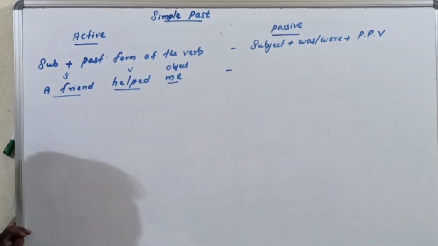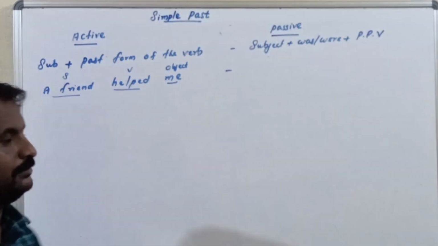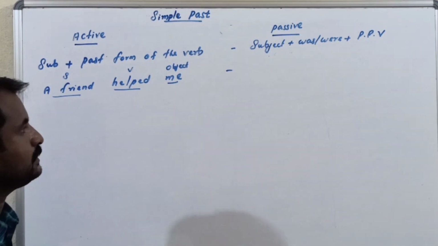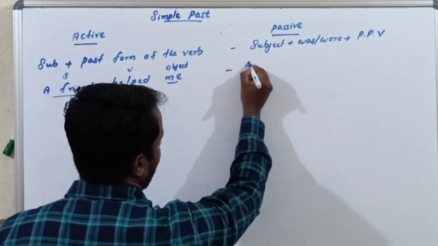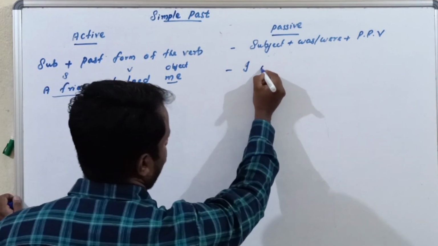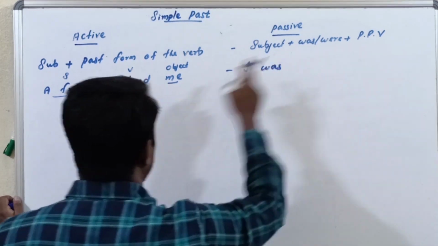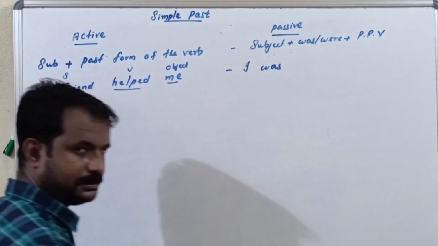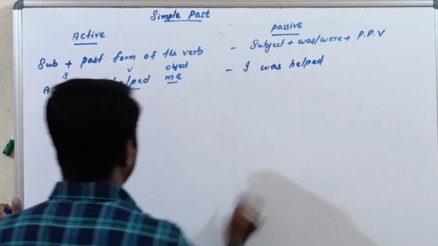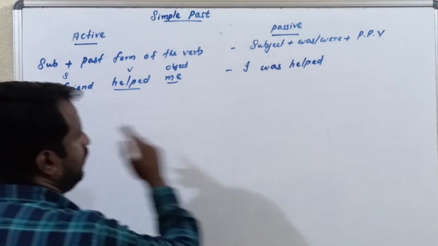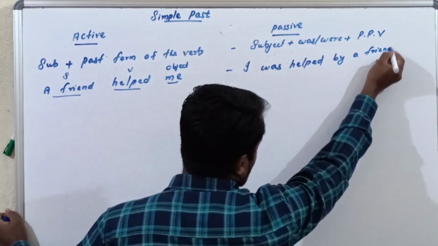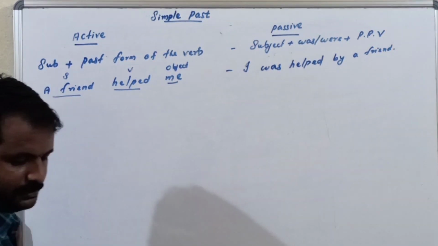So you can take the object as the subject in passive. Which is the object? Me. Me means I. Which is suitable, was or were? Was. I was helped. The third form is also the same, only helped. I was helped by a friend.